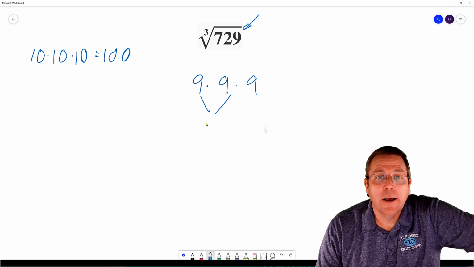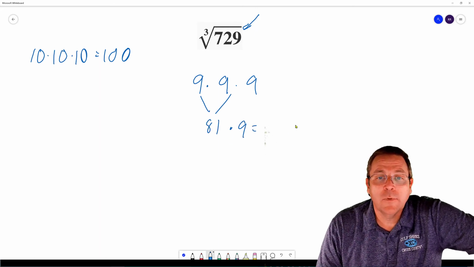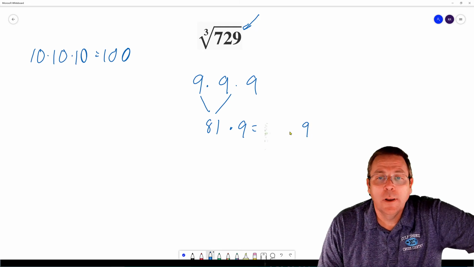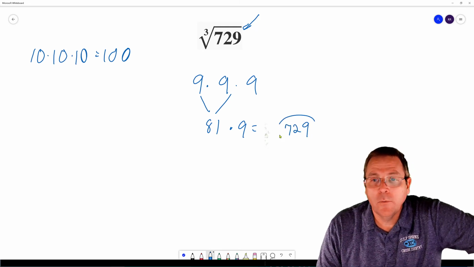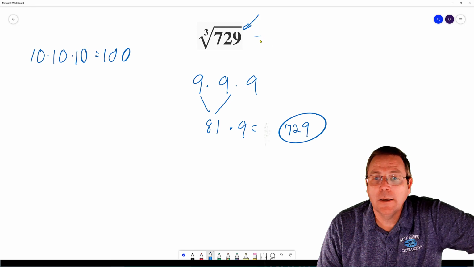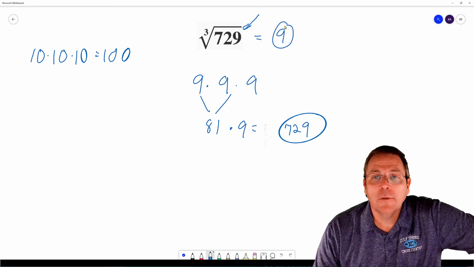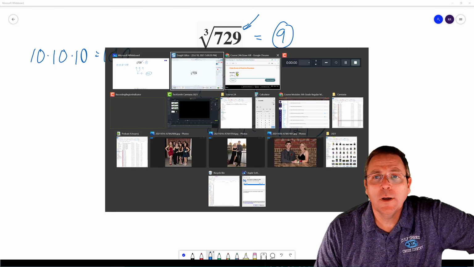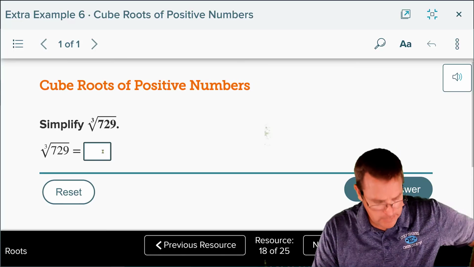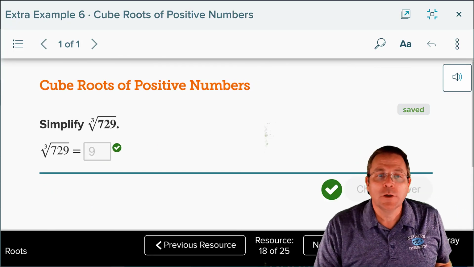Of course, 9 times 9, that's going to be 81. And 81 times 9, well, 1 times 9 is 9. 8 times 9 is 72. And there it is. So my answer, the cubed root of 729, is going to be 9. Circle my answer. Jump back over here. Type in my answer and check it.